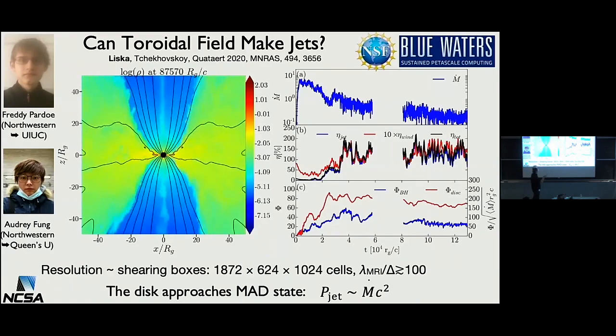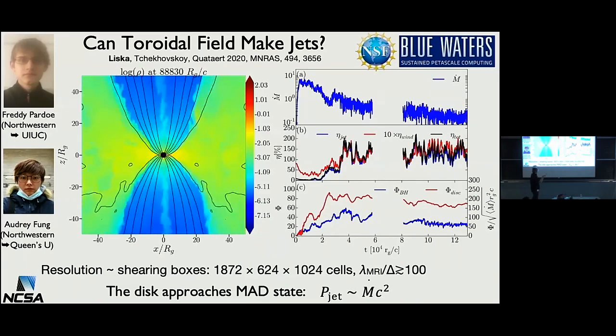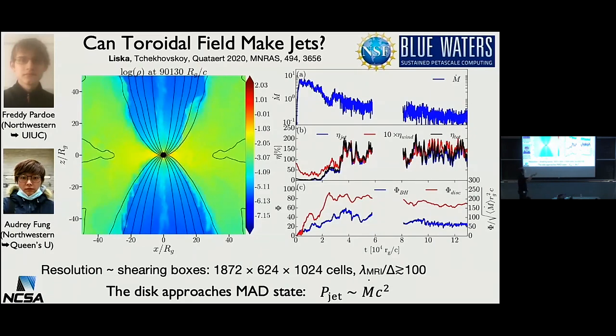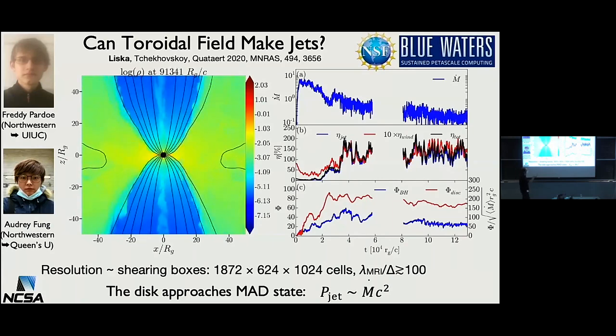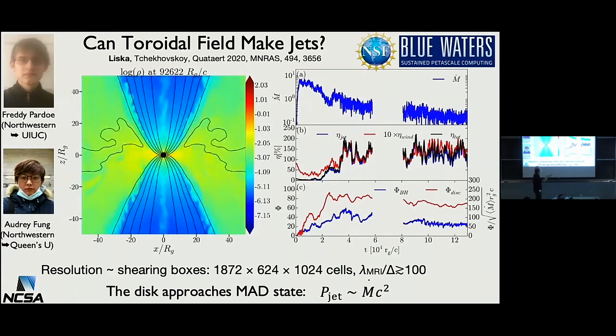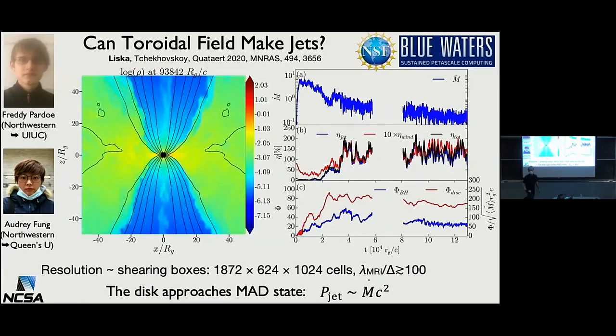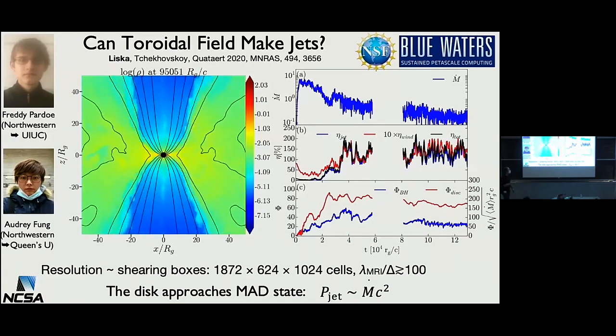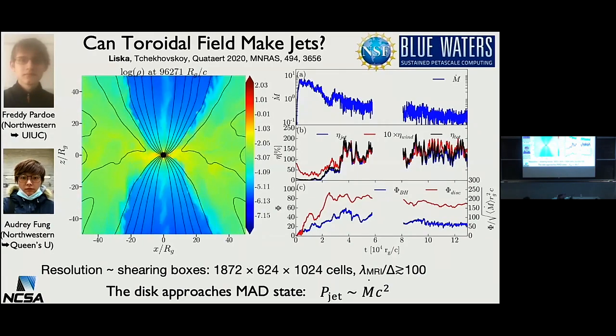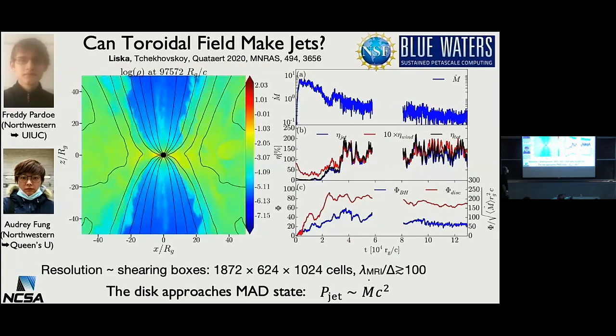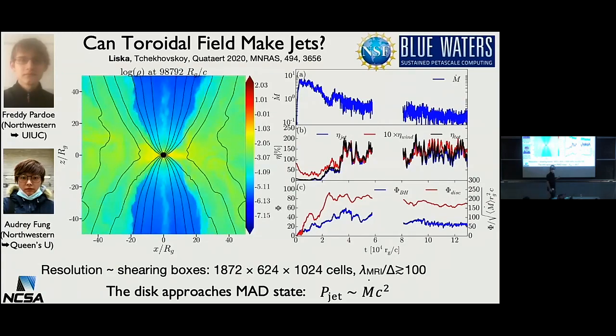If we plot the dimensionless jet power as a function of time here, ignore the mass accretion rate and magnetic flux, we focus on this one, you see that it asymptotes to about 150%. It means that we're getting jet power that actually exceeds accretion power. And this is a telltale sign of dynamically important magnetic fields developing.